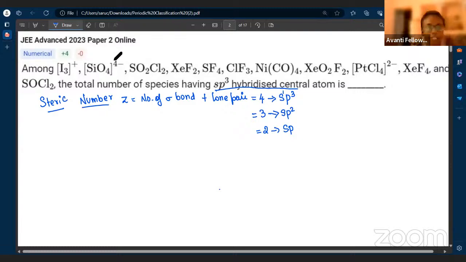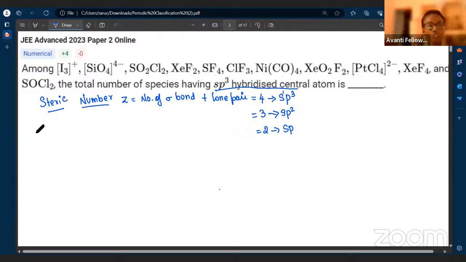You have I3 plus, SiO4 4 minus, SO2Cl2 and other compounds given. What you have to do now is first draw the Lewis structure. By drawing the Lewis structure, you'll get the number of sigma bonds and lone pairs. You just add them together. If the steric number is equal to 4, then that shows sp3 hybridization. This is the basic concept behind this question. So we'll draw the Lewis structures.